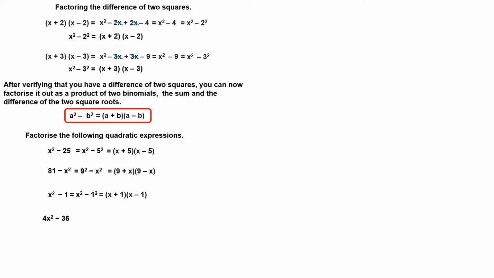For the first term of the binomial, what is the square root of 4x squared? Or otherwise, which term, when multiplied by itself, gives 4x squared? That should be 2 times x. For the second term of the binomial, what is the square root of 36? Or otherwise, which term, when multiplied by itself, gives 36? That should be 6.